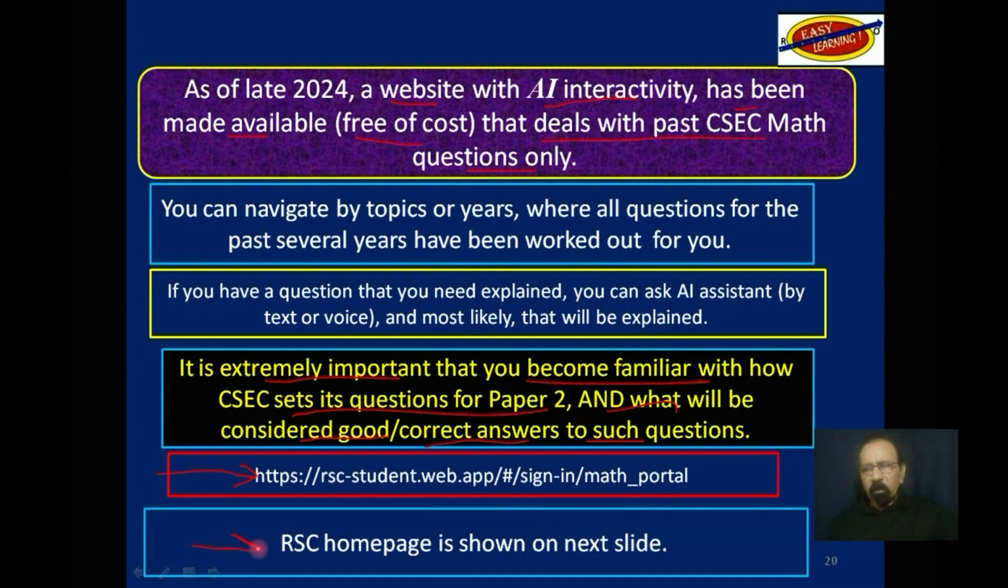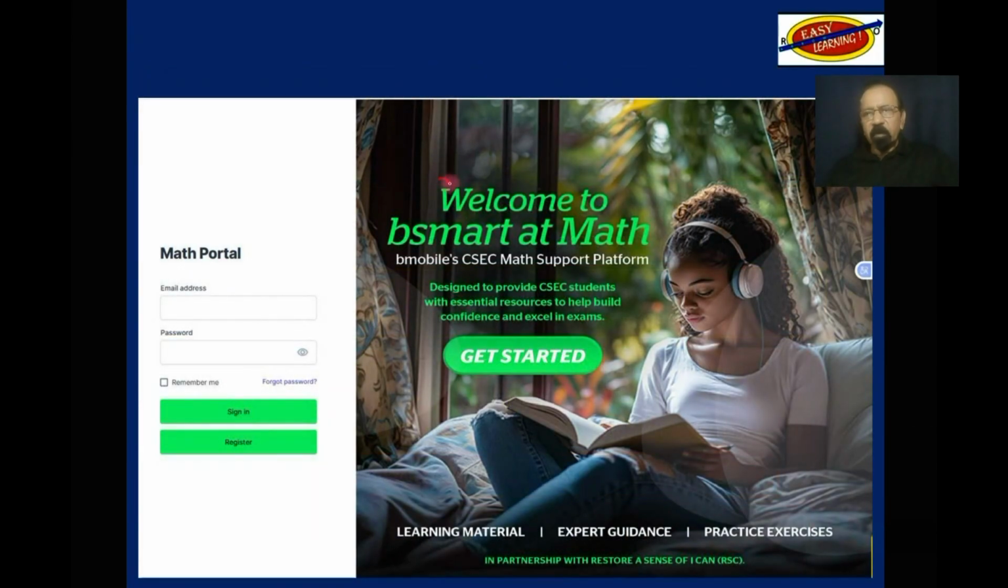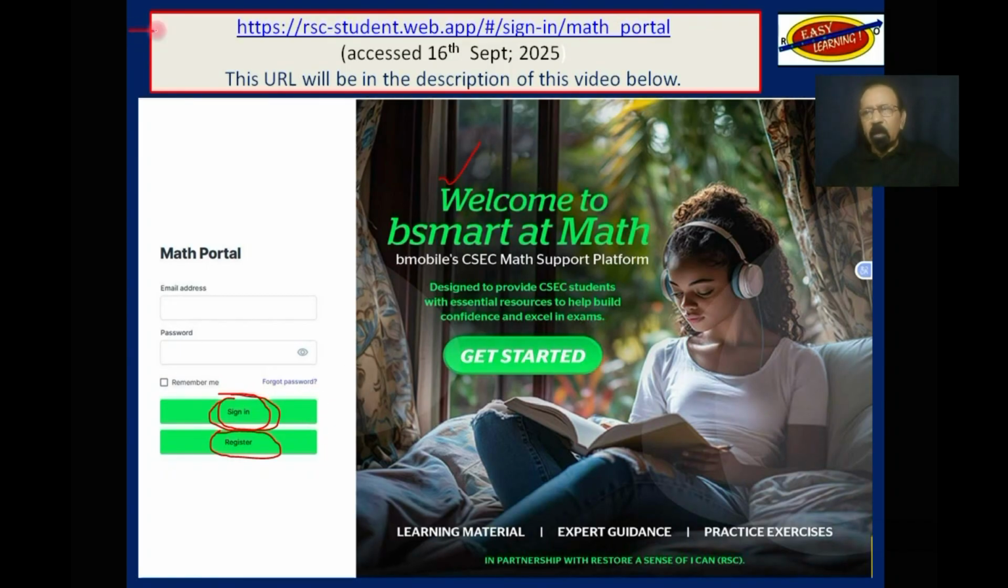On the next slide, I will show you what the home page looks like for that website, which is this that you see here. You would need to register first and, of course, subsequently sign in. But remember, I said it is free. This is the URL again. I will include that URL in the description of this video below, so you can easily click on it and be redirected to this website.